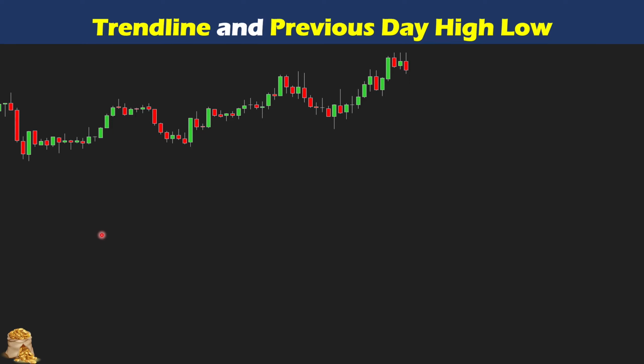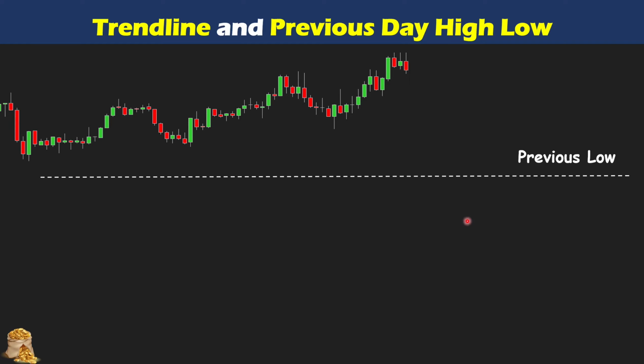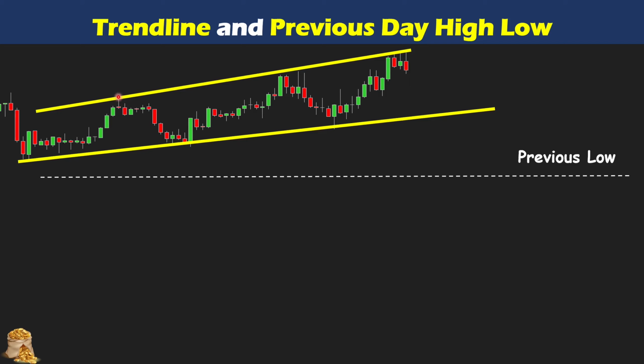How to use the trendline strategy and the previous day high-low strategy to do the trading. Here's an example. We have the previous day's low drawn here, and we have the trend line. There's a low and a higher low, and also a high and a higher high. So this market is defined within the two trend lines. It's a range upward.